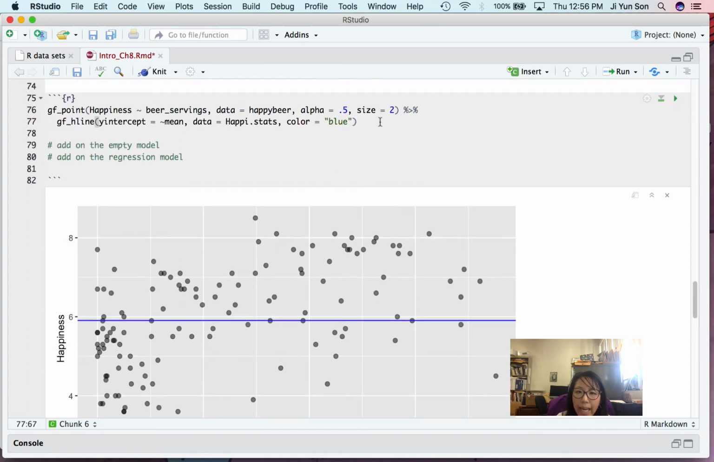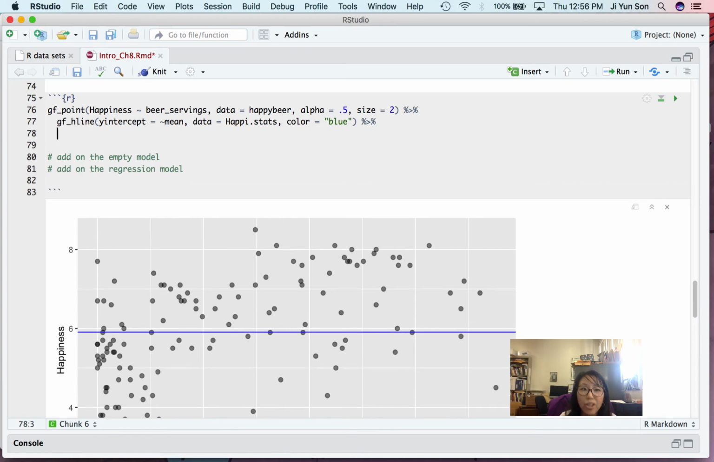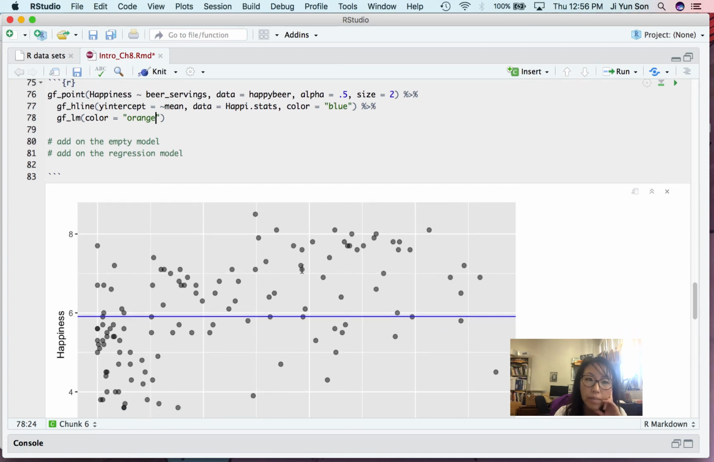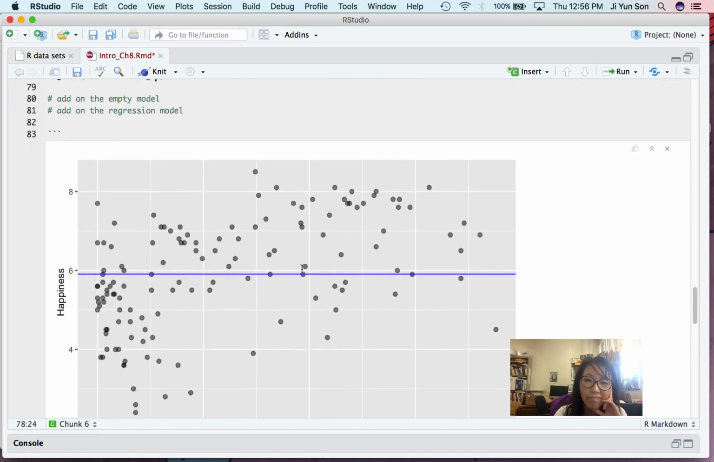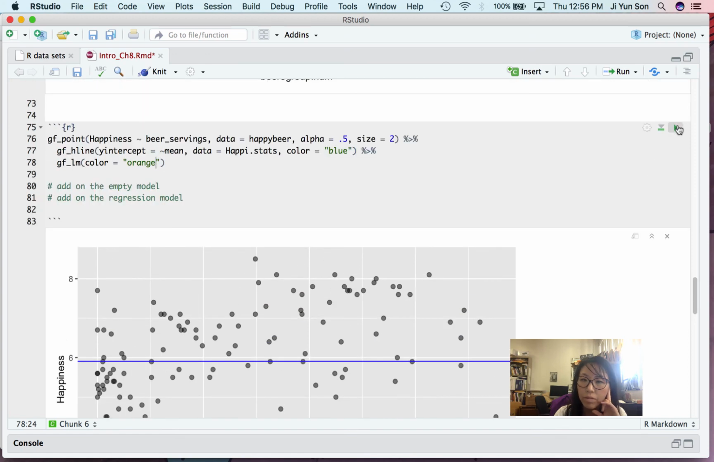But now I'm going to add on what we're going to start to call a regression model. And the code is actually very easy. It's just GF underscore LM. And I'm going to put in a color. Color equals orange. I'll make my regression line in orange. And it's going to fit a linear model to this. That's what LM stands for. And just stick it on there. So here we go.